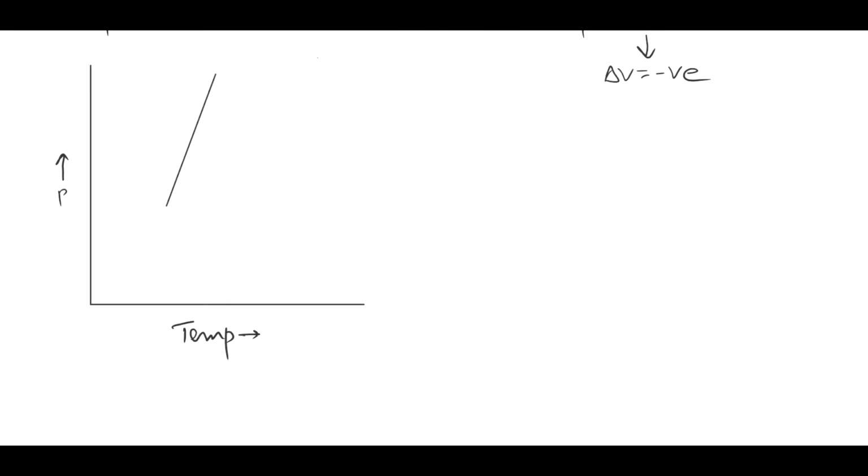So here is the graph. This line shows the various conditions of temperature and pressure at which the solid and liquid phase coexist in equilibrium of a particular substance. I repeat, this curve shows the various conditions of temperature and pressure at which solid phase and liquid phase of a substance coexist in equilibrium.